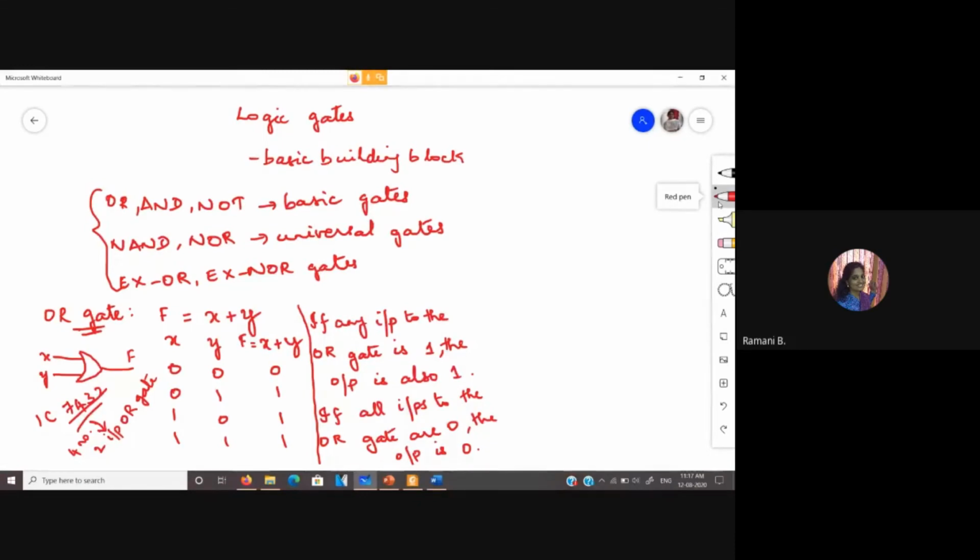So this IC in total is a 14-pin IC. Each gate will require 3 pins. So 4 into 3, 12 pins for the gates and 2 pins for VCC and ground. That is, you need to give supply for the IC to work, so for that purpose, we need the VCC and the ground connection. Okay, so this is about the OR gates.